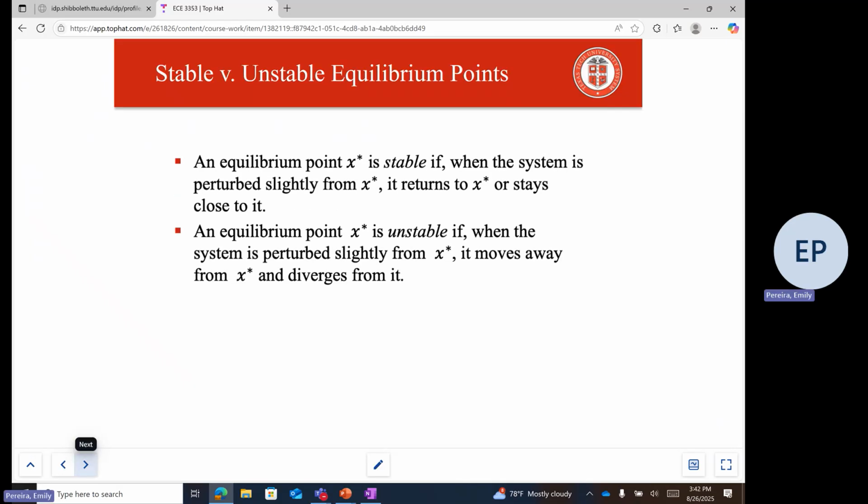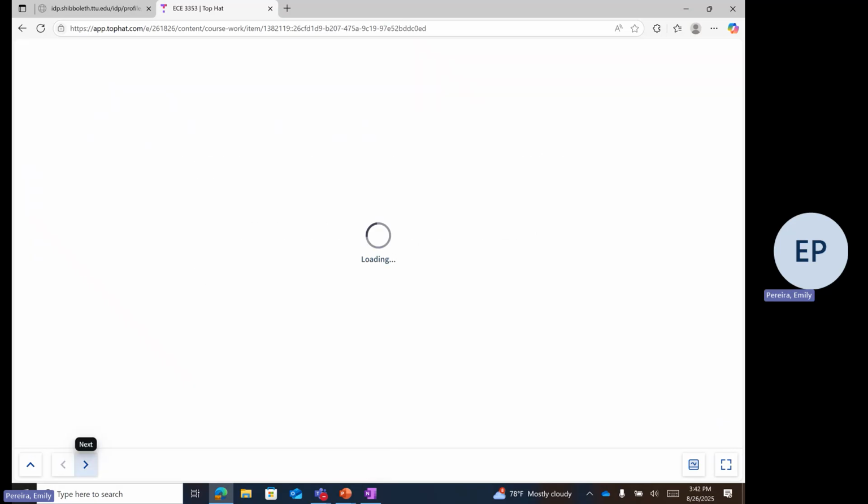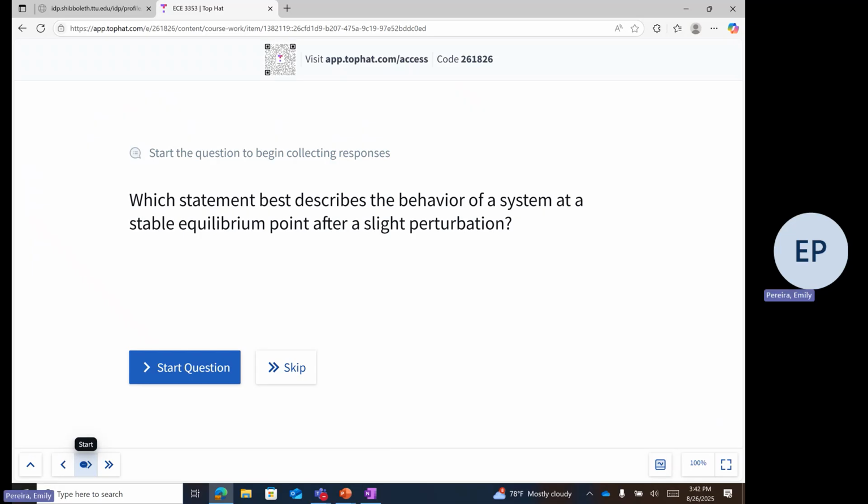All right, so we're going to comment briefly on stable and unstable equilibrium points. An equilibrium point is said to be stable if, when the system is perturbed slightly, it returns back to this point or stays close to it. It's unstable if when the system is perturbed, it moves away. So let me give you an example to illustrate this. Oh, before that, I'm going to give you a question.